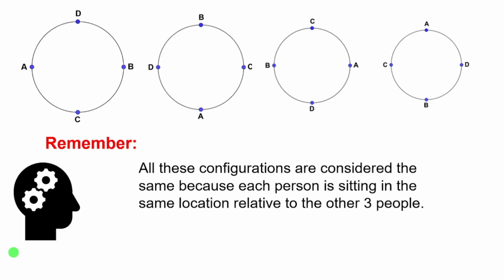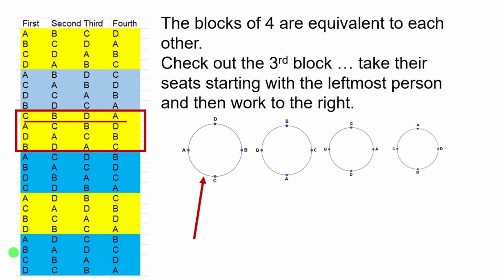But wait a minute, quite a few of these configurations are actually the same, because each person is sitting in the same location relative to the other 3 people. We mentioned that before. So to help us along, I've grouped the identical ones into groups of 4.